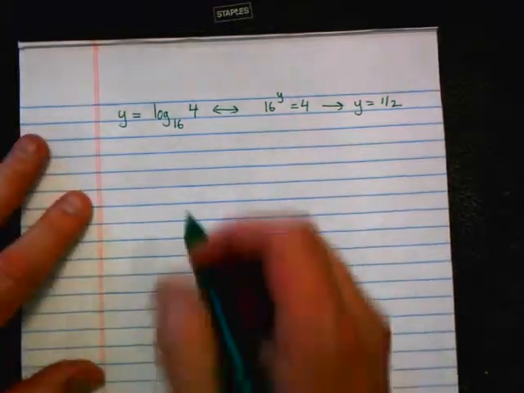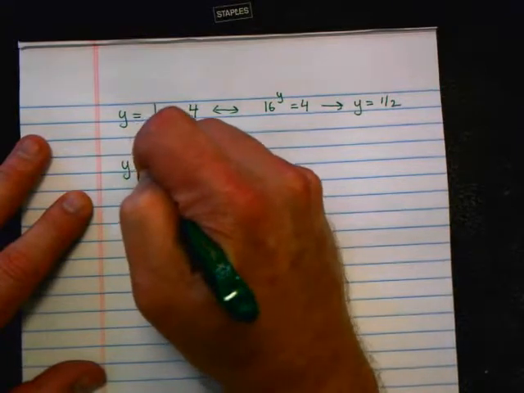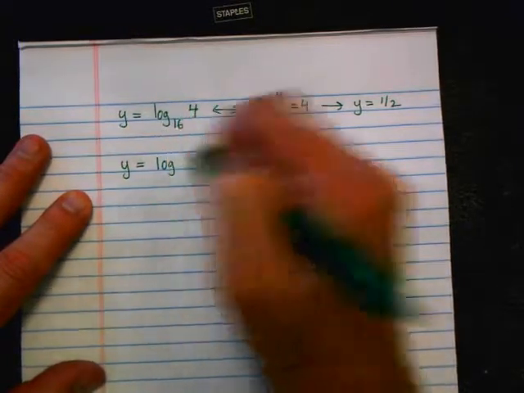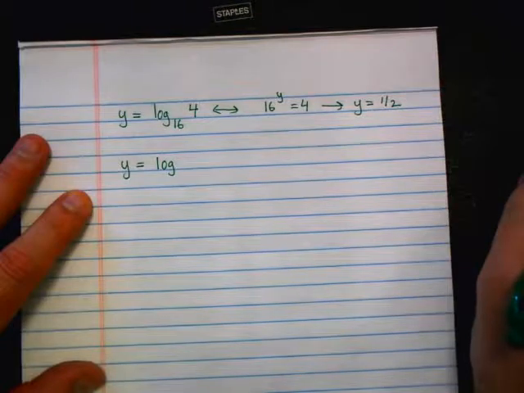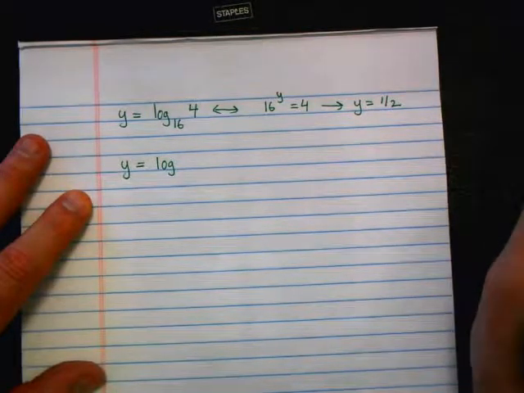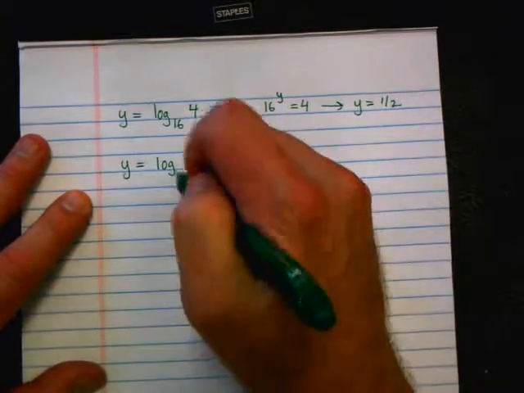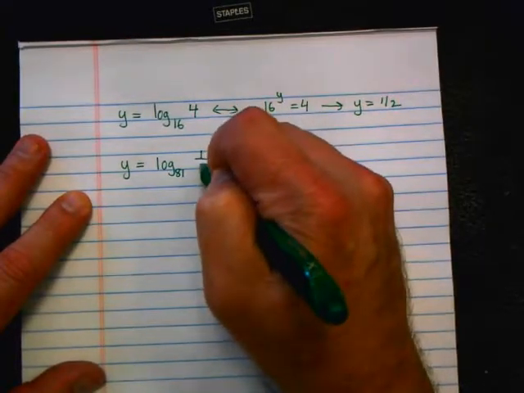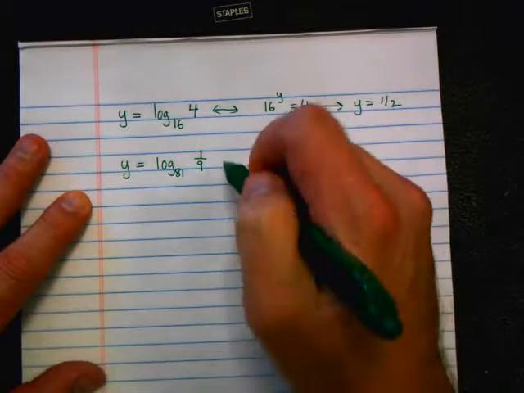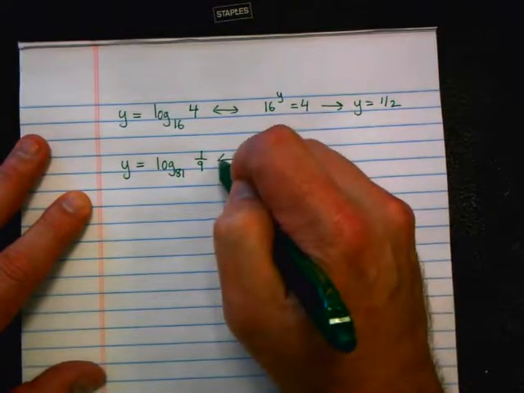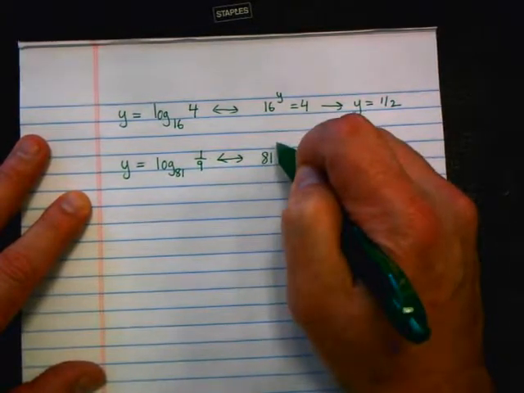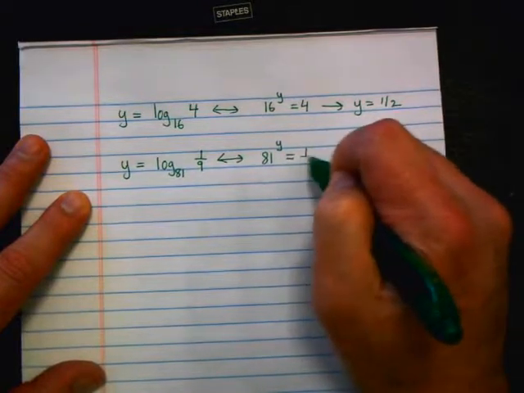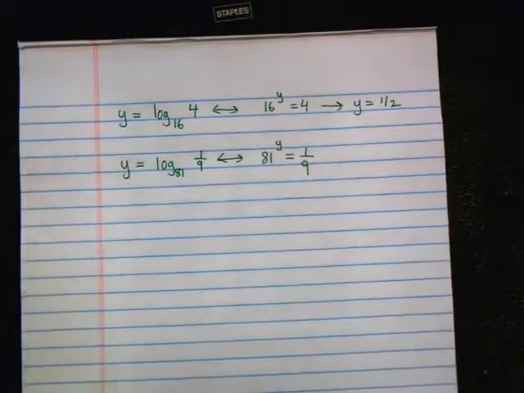All right, let's try another one. How about y equals log base 81 of 1/9? I like 81. All right, so that's the same as saying 81 to a power has to be 1/9.